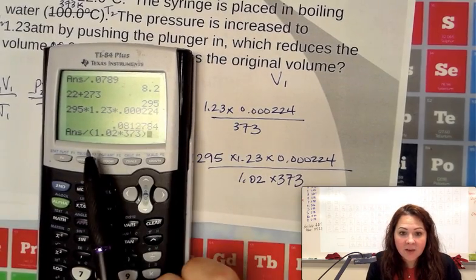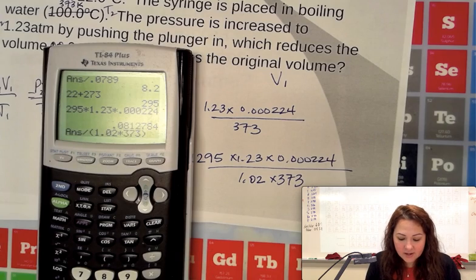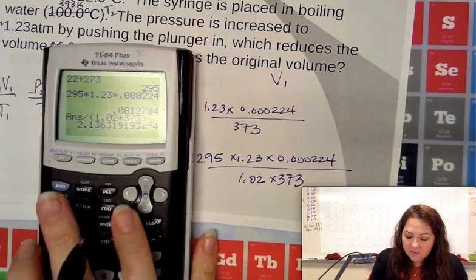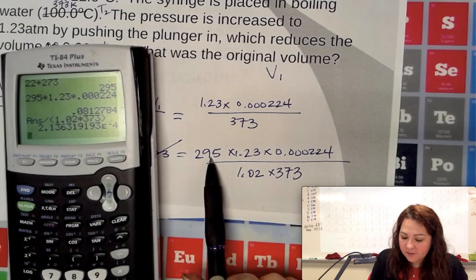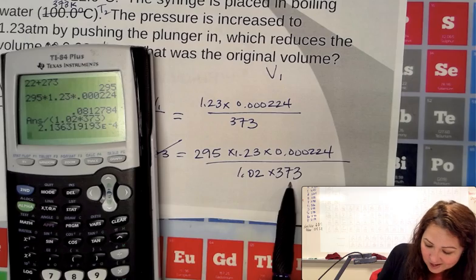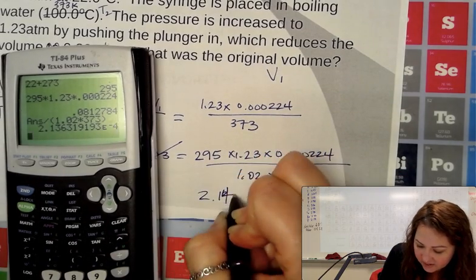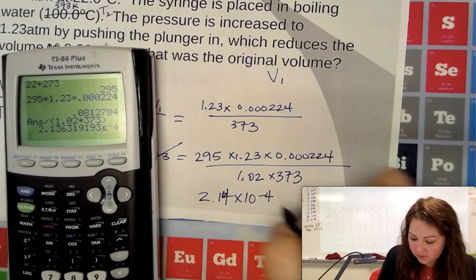So when I do that, I don't have to do a separate math problem here. I can just hit enter. This number has 3 sig figs, 3 sig figs, 3 sig figs. Hey, guess what? We're going to have 3 sig figs. So you get 2.14 times 10 to the negative 4th liters.